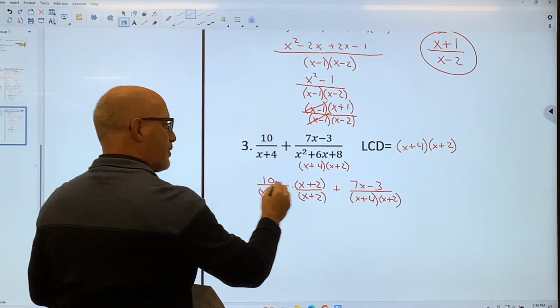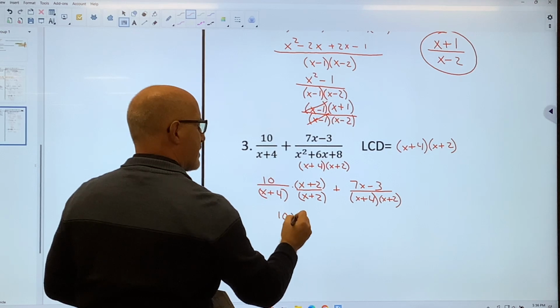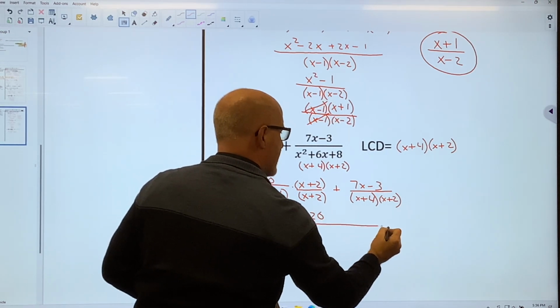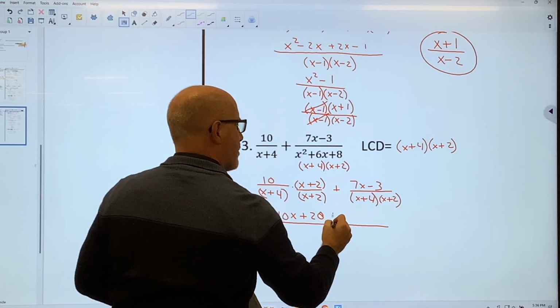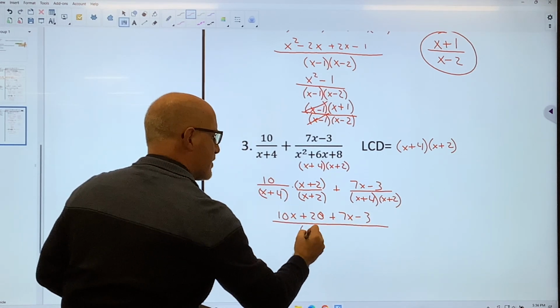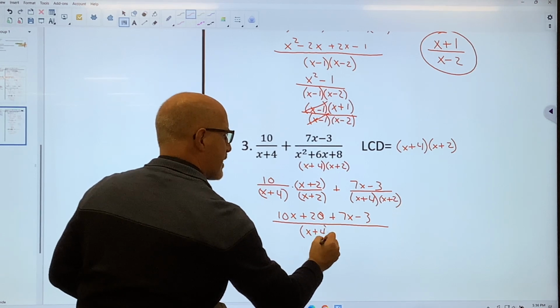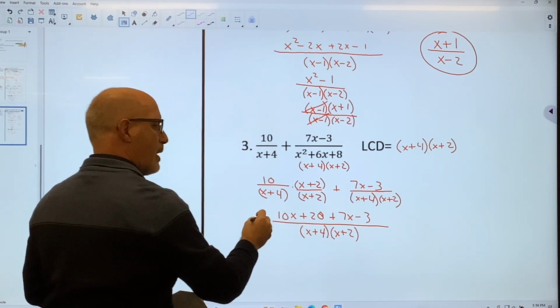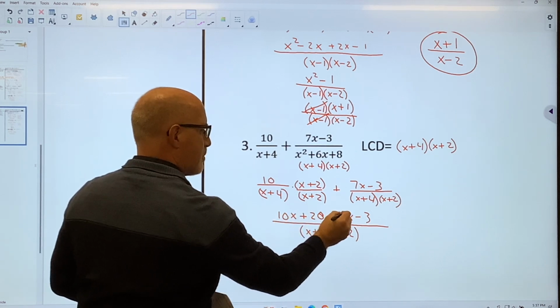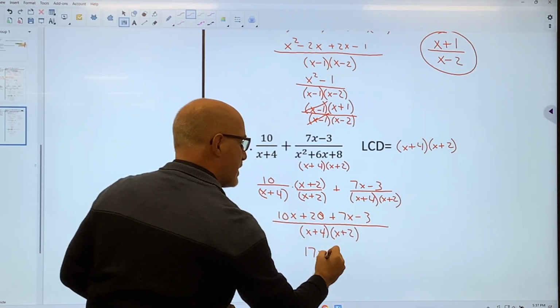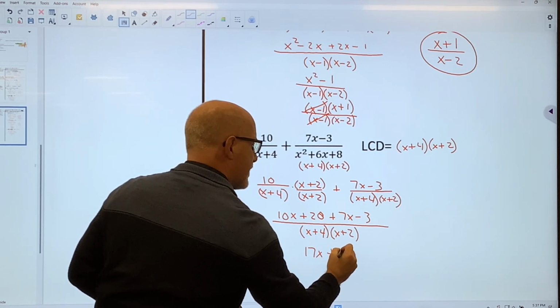All right, now I'm going to multiply through, so I get 10x plus 20, all over, I'm going to have a common denominator here, so I'm going to put plus 7x minus 3. Common denominator is x plus 4, x plus 2. Now I go ahead and combine. 10x plus 7x is 17x. 20 minus 3 is plus 17.